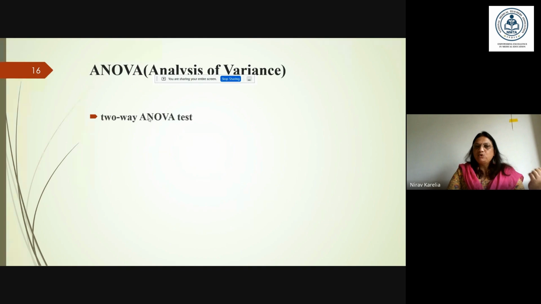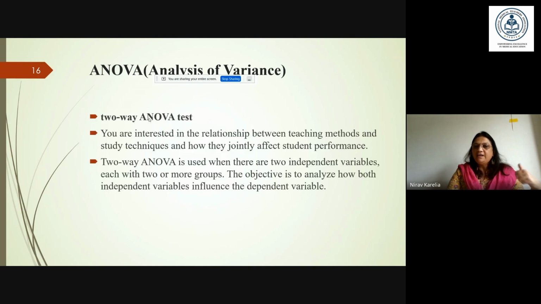Now come to the two-way ANOVA. Now I am adding another thing. In two-way ANOVA, there are 2 independent variables. In the first example, what is my independent variable?